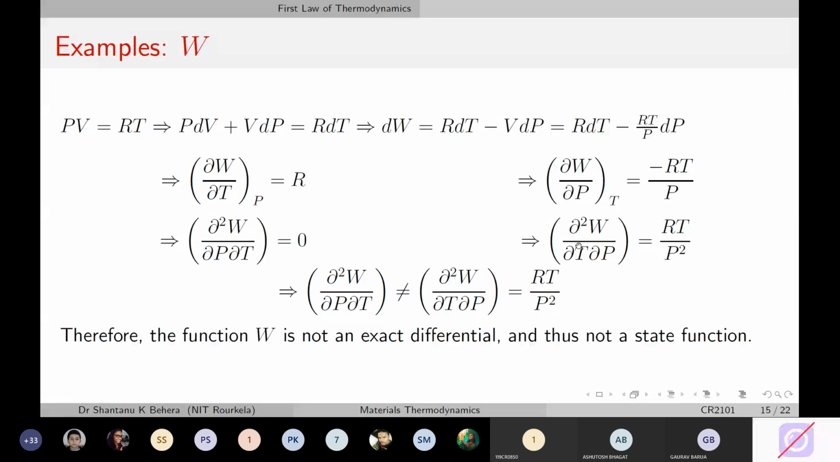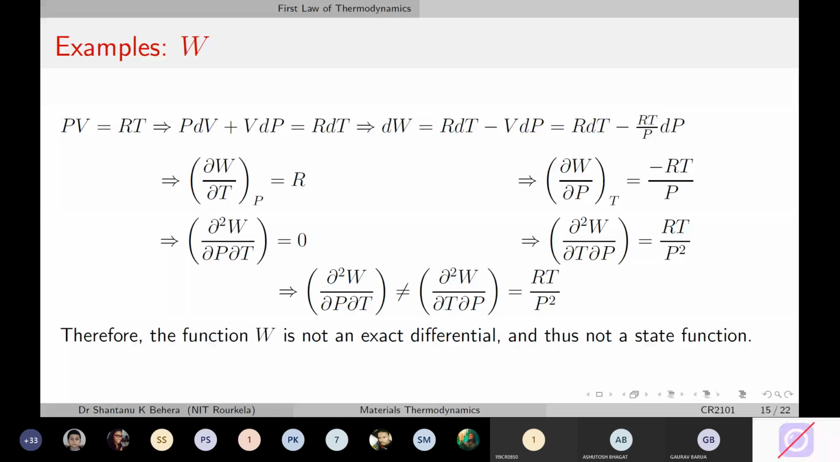So in this method, what you find is del square W by del P del T is 0, while del square W by del T del P is some quantity, RT by P square. And these two quantities are not the same. So that means this function is not an exact differential. It is an inexact differential, and that's why it cannot be a state function. It's a path function. So work is a path function.